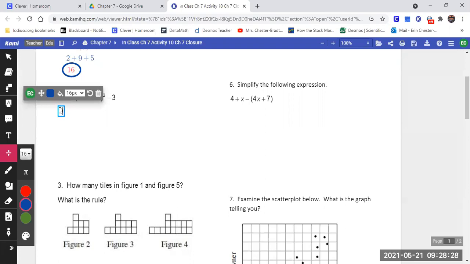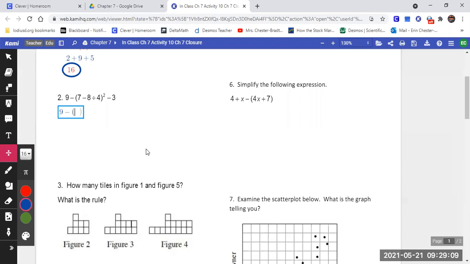According to the rules, which one of those has to come first? Because we're still in PEMDAS, which one do we have to do first, the subtracting or the dividing? According to the rules of PEMDAS. Who has the power, the subtraction or the division? Who is mentioned first? The subtraction or the division?